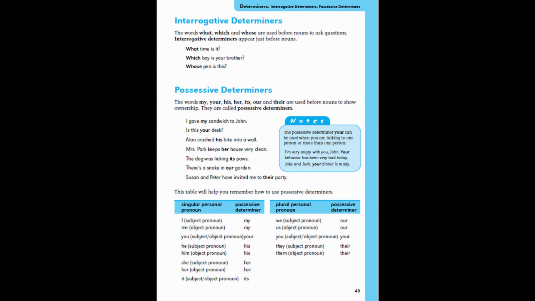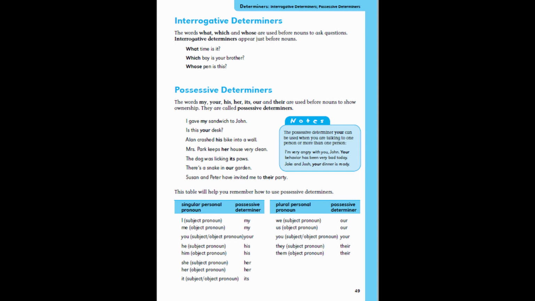Now interrogative comes from the word interrogation, which basically means asking somebody a question or seeking information from somebody. So the words what, which, and whose are used before nouns to ask questions. Interrogative determiners appear just before nouns. So for example, what time is it? Which boy is your brother?